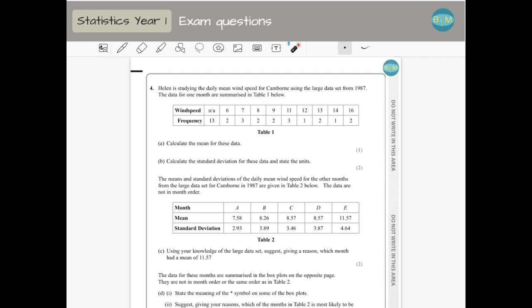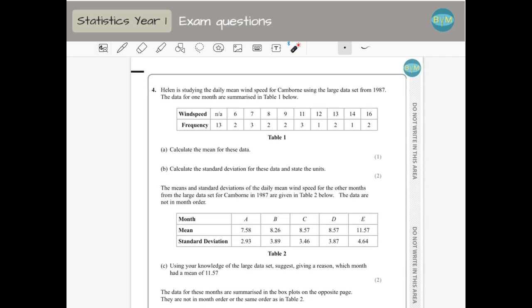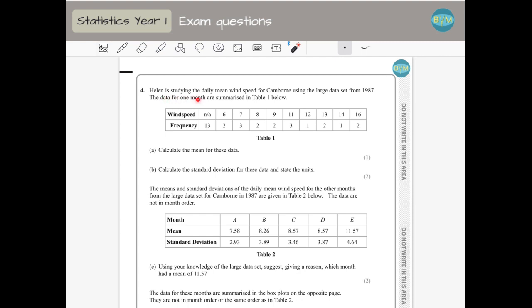Hello, this is question 4 on your Statistics and Mechanics paper from Edexcel in 2018, the AS paper. So you have a large dataset question. Helen is studying the daily mean wind speed for Camborne using the large dataset from 1987. The data for 1 month is summarized in this table. Calculate the mean for this data.